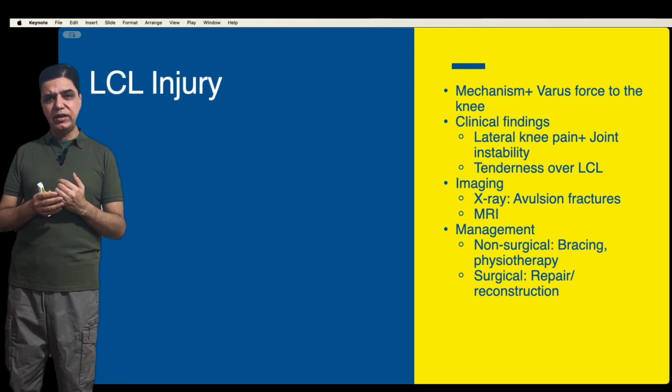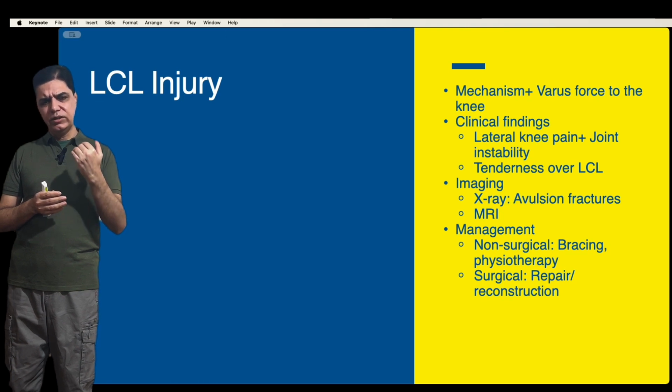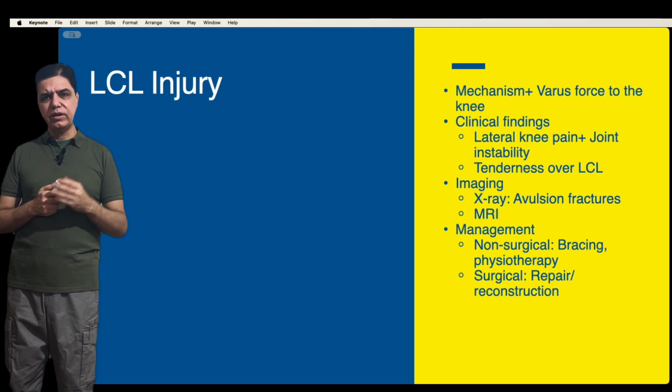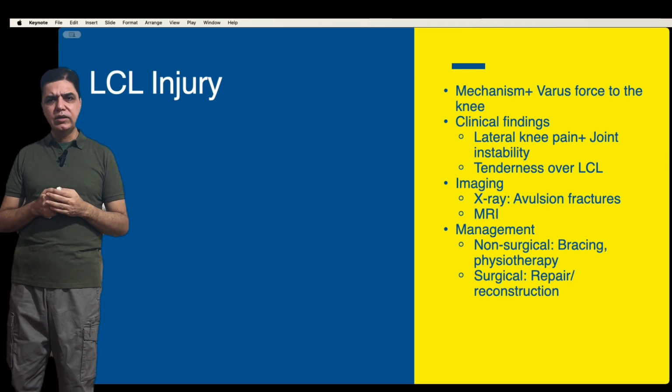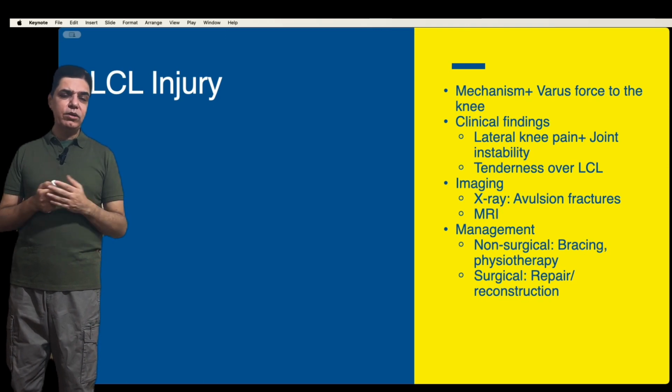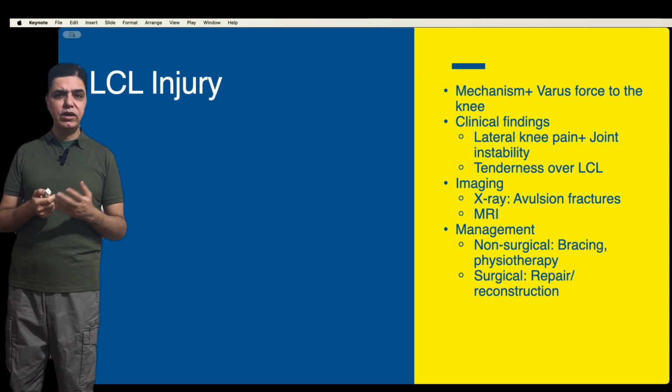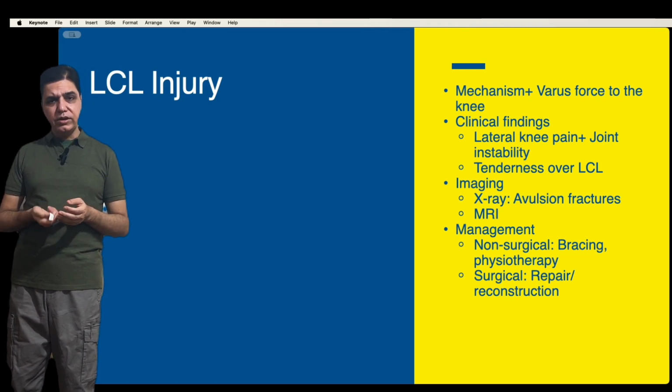X-ray to see if there are any avulsion fractures. Sometimes the head of the fibula can get fractured, the arcuate sign, or there could be a fracture on the lateral side of the femur as well. So management again is immobilization, bracing, and then once swelling and everything goes down, physiotherapy plus or minus surgical reconstruction.